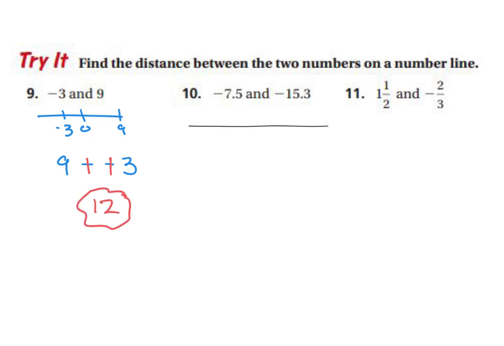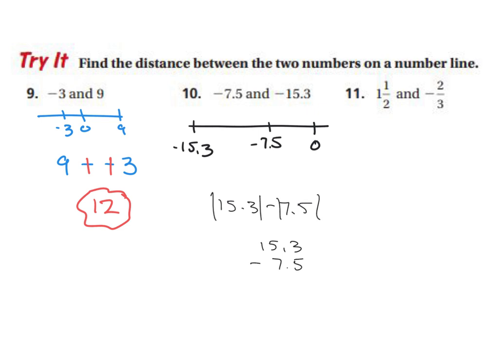For number 10, here both negative 7.5 and negative 15.3 are going to be on the same side. So we will subtract the absolute values. 15.3 minus 7.5. We'll have to do some borrowing. And we get 7.8.